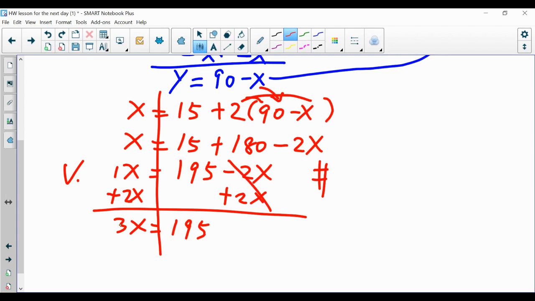Next, 3x means multiplication. You don't see it, but it means multiplication. So you do division: divide by 3 at both sides. Now I have 195 divided by 3. I use a calculator, and I got x equal to 65.